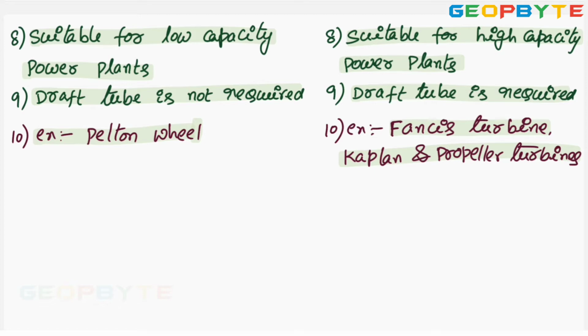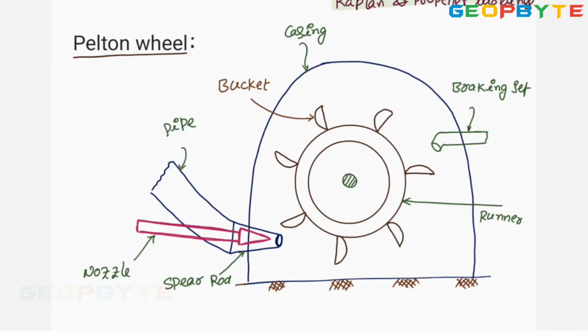Now let us discuss the working mechanism of impulse turbines like the Pelton wheel. Look at the Pelton wheel block diagram. It consists of a penstock, which is also called a pipe.